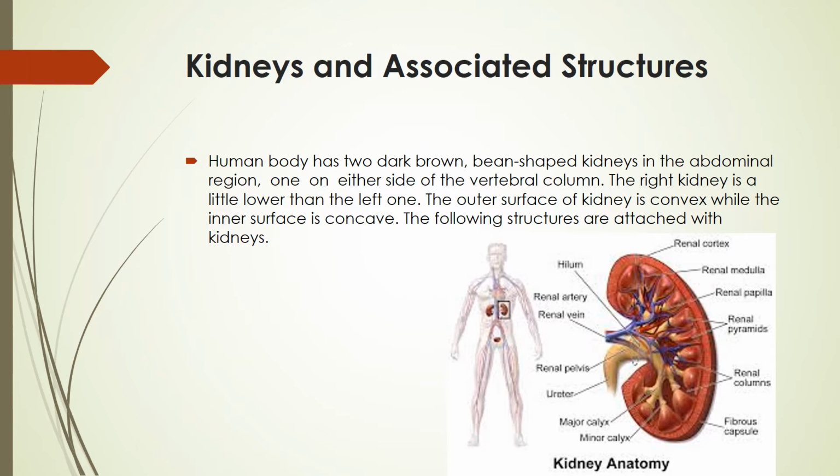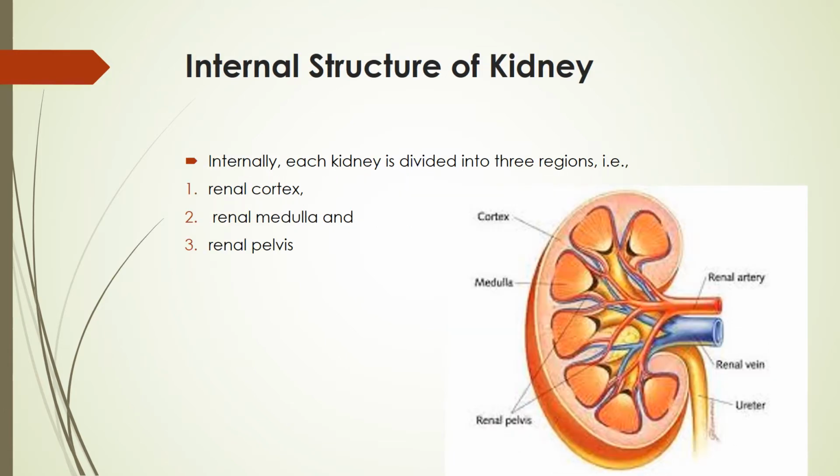Urinary bladder is a muscular sac which collects the urine from both ureters. A fine tube through which urine is released from the urinary bladder to the outside is called urethra. Next is internal structure of the kidney. Internally, each kidney is divided into the three regions. First one is renal cortex, second is the renal medulla, and the third one is renal pelvis.